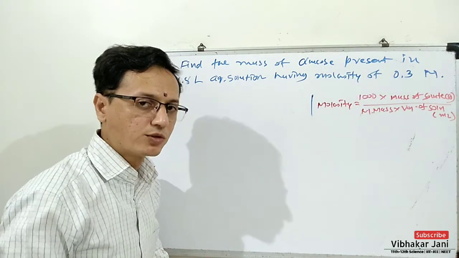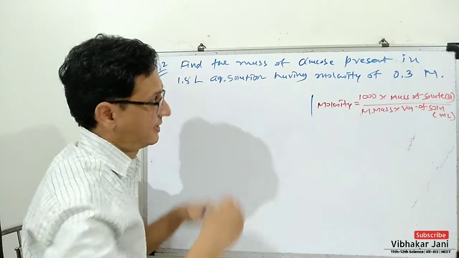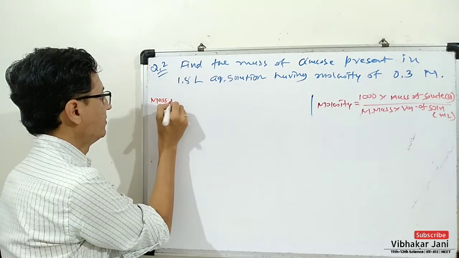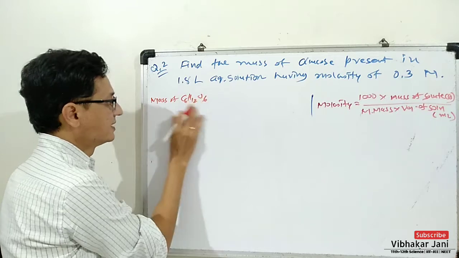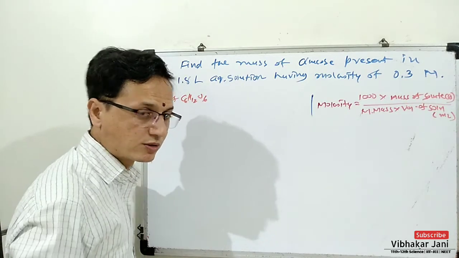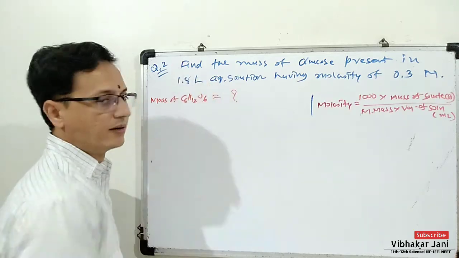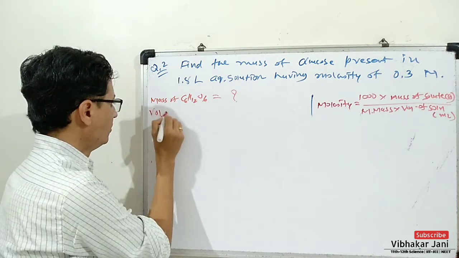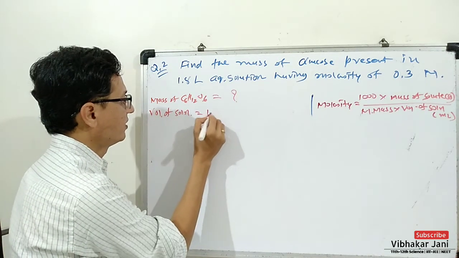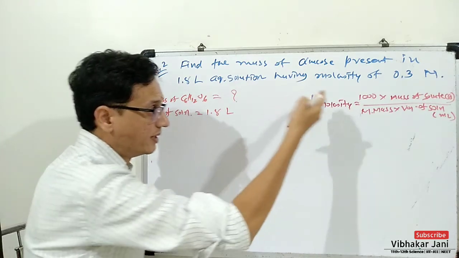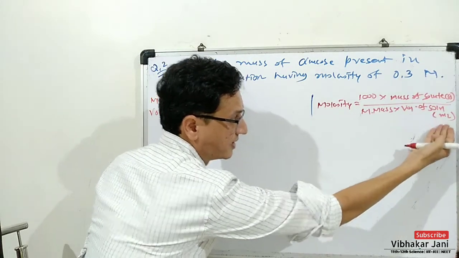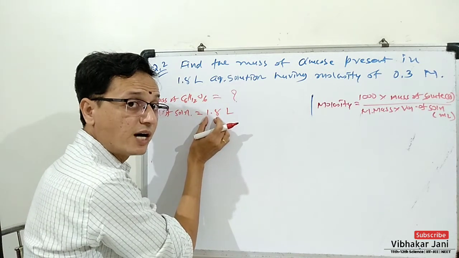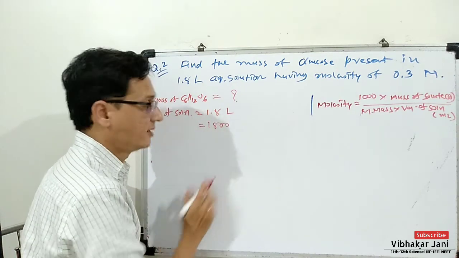What will we do? First of all, we will make a list of our given data. So here, find the mass of glucose. That means we are asked to find the mass of glucose. C6H12O6 is the formula of glucose, that is solute. We are asked to find. Then 1.8 liter aqueous solution. This is volume of solution given, 1.8 liter, but in the formula of molarity, volume of solution is in milliliter. So we will convert it into milliliter. We will multiply this with 1000. So it will give us 1800 milliliter.